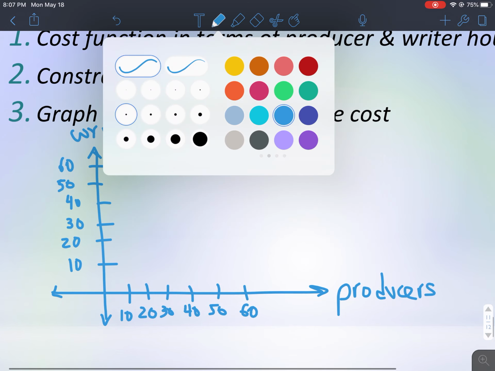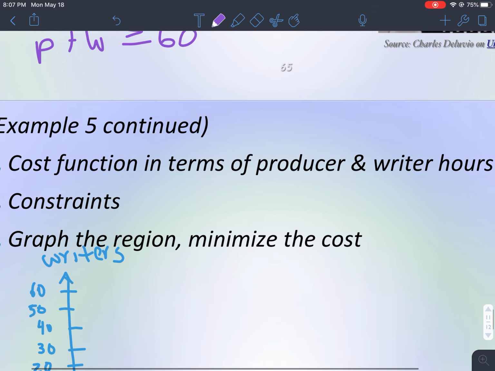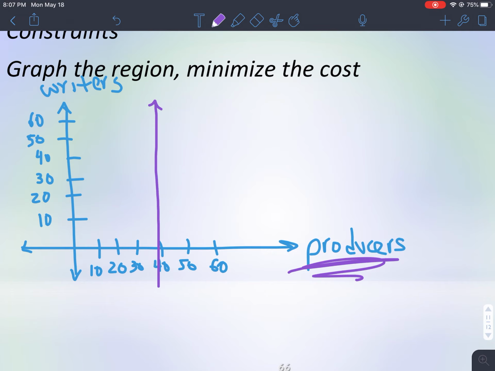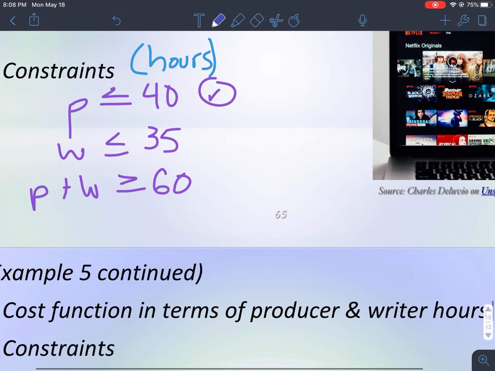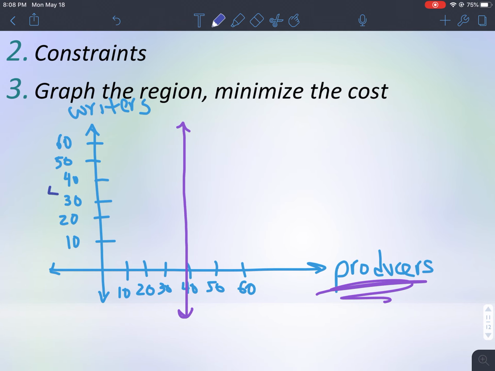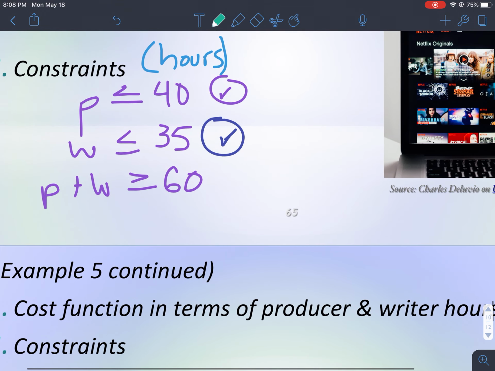Okay, so one of them, P must be less than or equal to 40. We put producers along the x-axis, so that means that that's going to be a vertical line. Next one. W must be less than or equal to 35. We put that on the y-axis, so this is W equals 35. This one's P equals 40. Third one, P plus W equals 60.